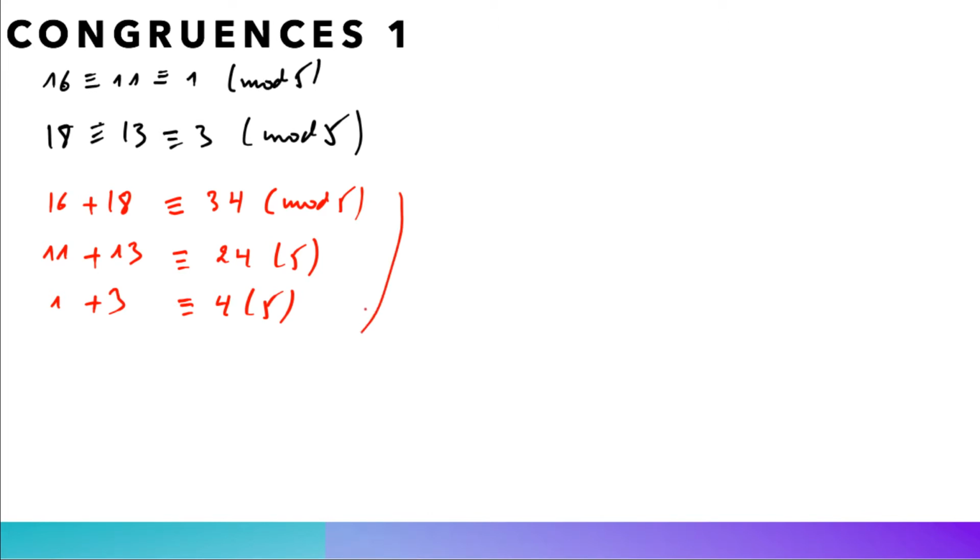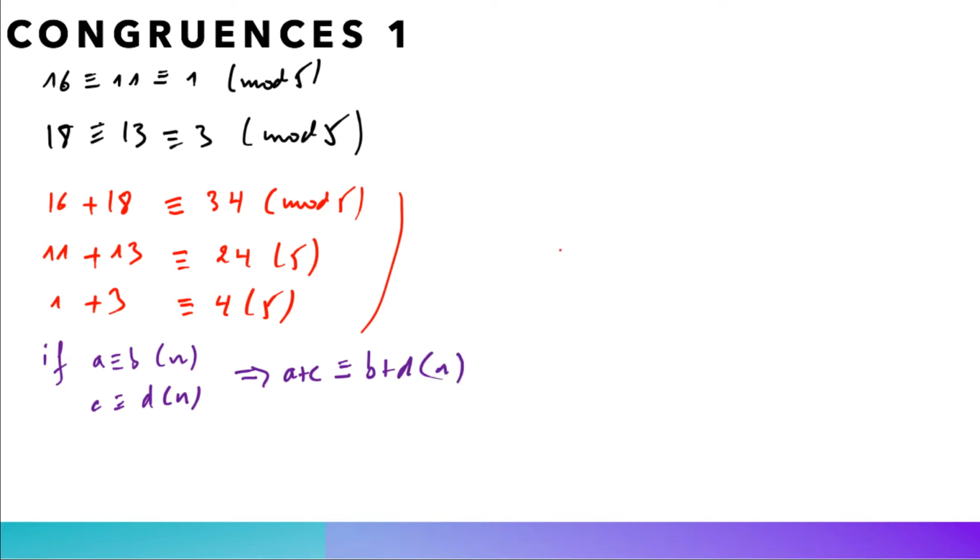But are all these the same? The answer is yes, because 34 is actually 4 modulo 5, 24 is 4 modulo 5 too, and 4 is of course 4 modulo 5. More generally, we shall prove that if A is congruent to B modulo n and C is congruent to D modulo n, then we must have that A plus C is the same thing as B plus D modulo n.